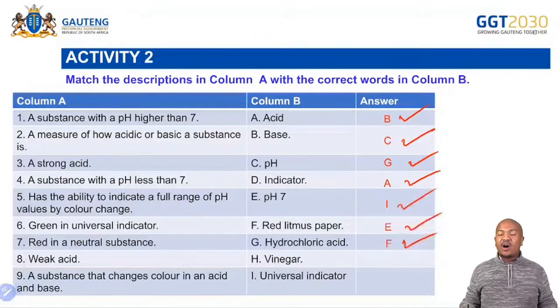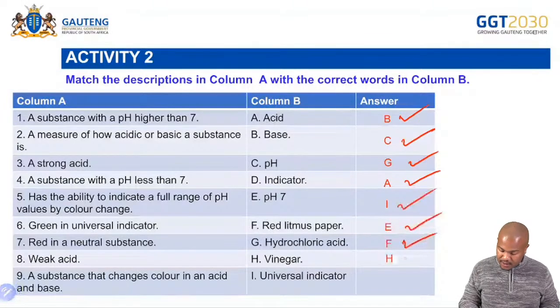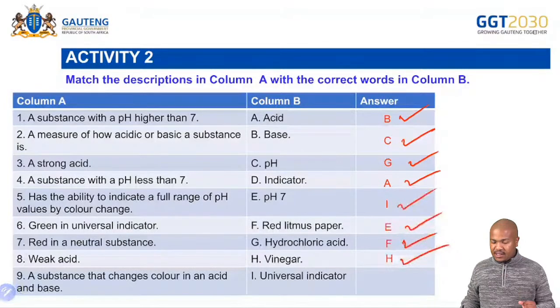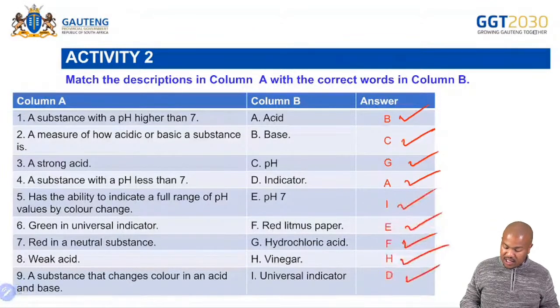Then 8, weak acid, right? Weak acid. And the answer is what? H, right? And H is vinegar, right? So vinegar is a weak acid. Then the last one, a substance that changes color in acid and base, right? What is that one? That is an indicator, which is D, right?